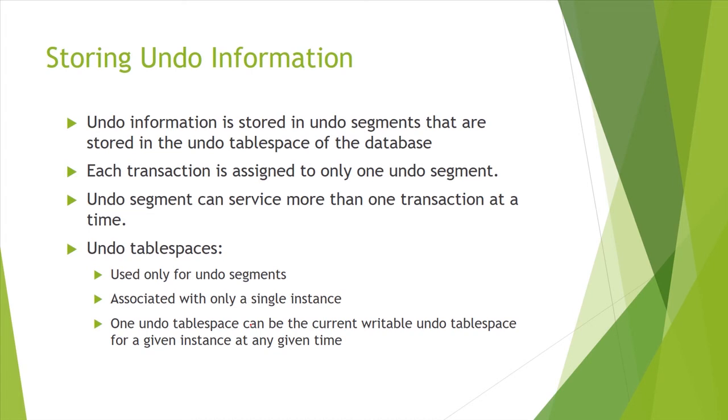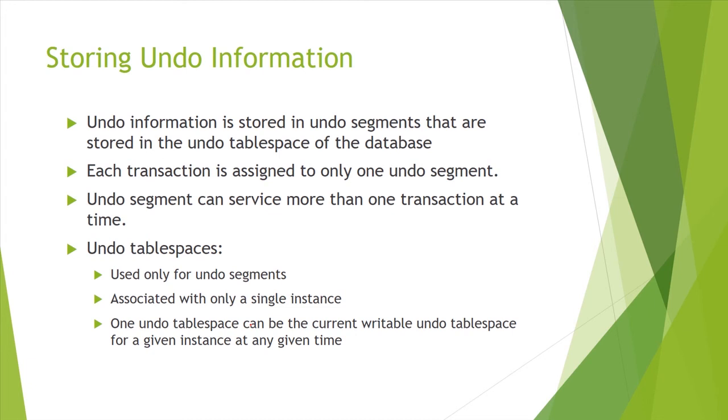Undo information is stored in undo segments in the undo tablespace. Each transaction is assigned to only one undo segment, but one undo segment can serve many transactions at the same time. The undo tablespace is used only for storing undo segments. You cannot create, for example, normal tables or indexes in the undo tablespace.